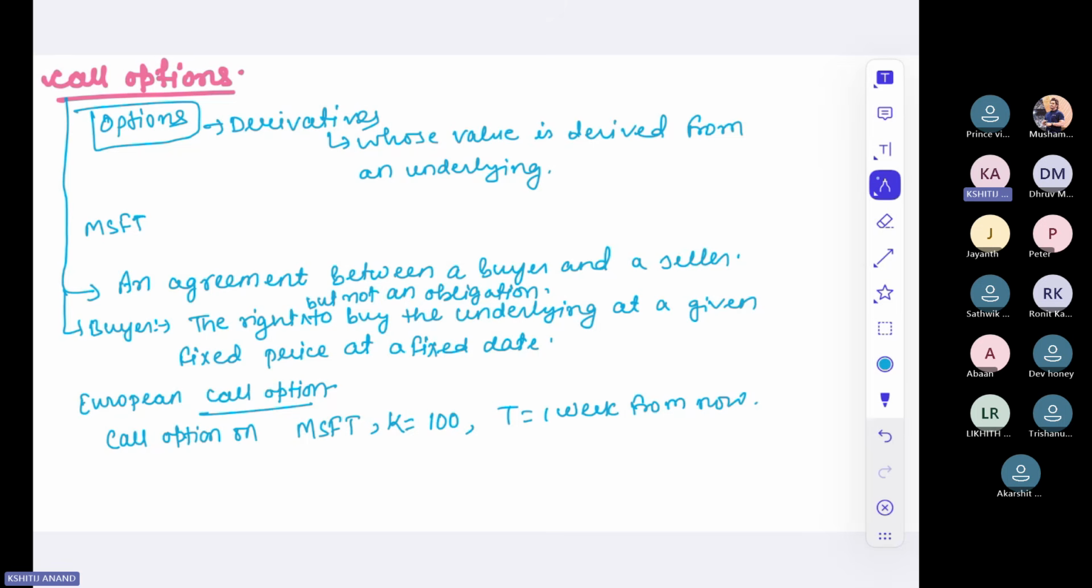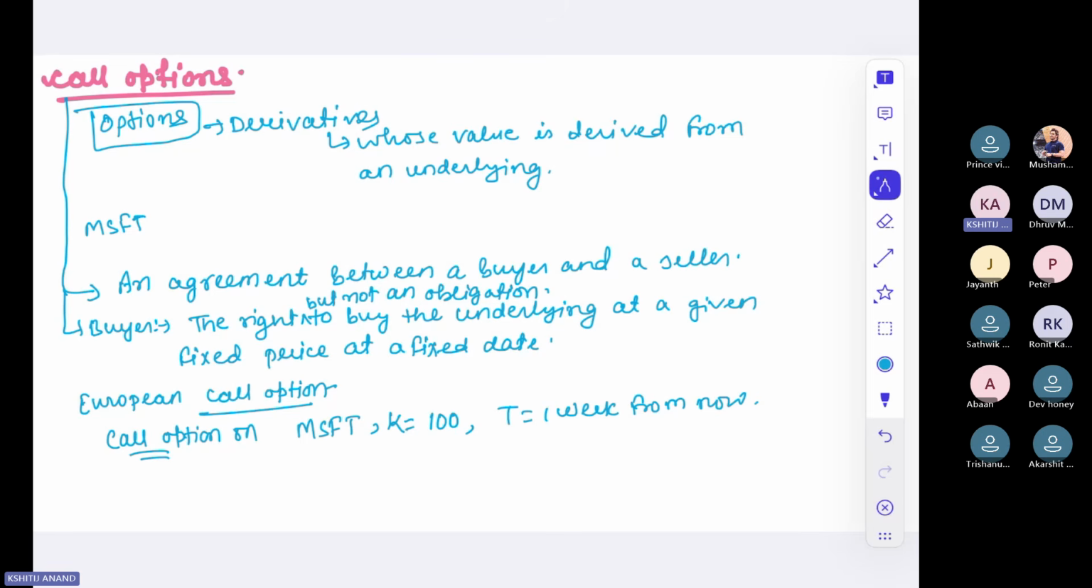Now, what does this agreement say? If you are the holder of this particular call option, the agreement says that after 1 week from now, on that day, if you want to buy the Microsoft underlying, you can buy at 100 units, whether it is dollars, rupees, whatever it is. We are just taking an example. So you can take it at $100 or 100 units from the seller, the person who has made the agreement with you. As simple as that.